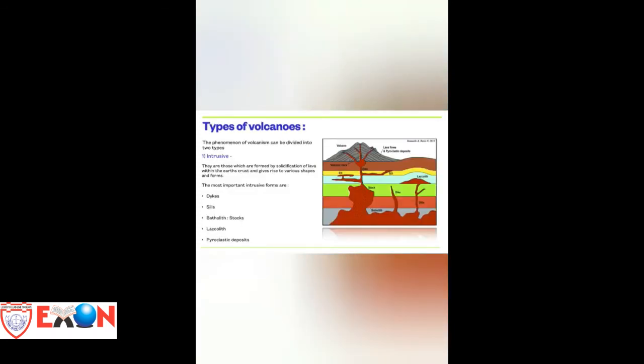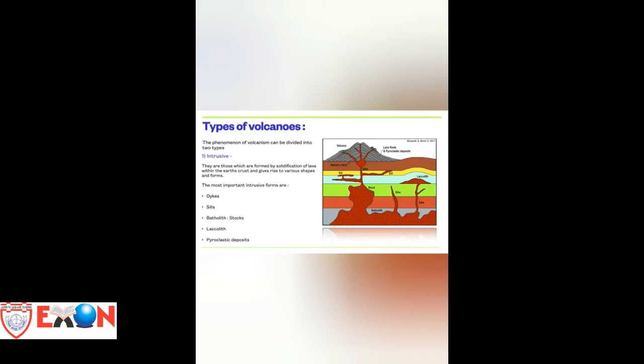Two types of volcanoes: they are intrusive and extrusive. Extrusive we will see in the next slide. Now, intrusive is whatever happens beneath the earth, that is, at the earth's crust. Any formation which happens in the earth's crust, right beneath the earth's surface.